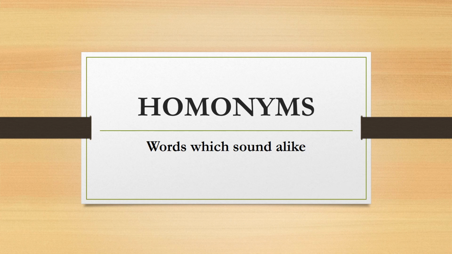Today we are going to learn about homonyms. Don't be scared of the big word. I know it's a big word, but the meaning is very, very simple. It means the words which sound alike. So, homonyms are two or more words which have similar sound. When you speak them, they sound similar. They may have same spellings or they may have different spellings.